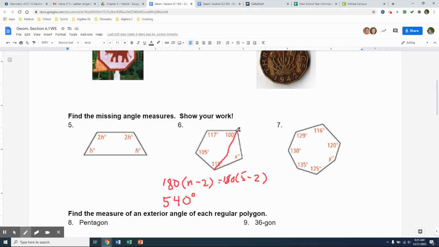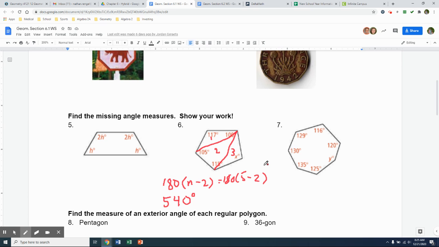Now, as you look at a polygon, and this one is a pentagon with 5 sides, if you start to connect vertices to make triangles, how many triangles am I constructing? I got 1 here, 2, 3. So the number of triangles in a polygon is always 2 less than the number of sides. So that's where that formula comes from.